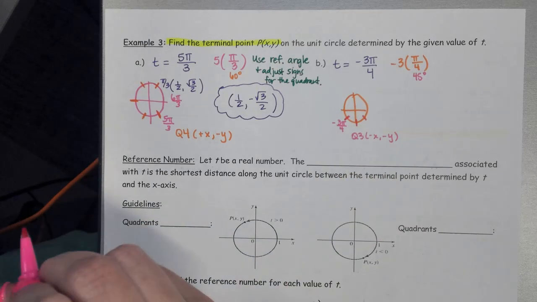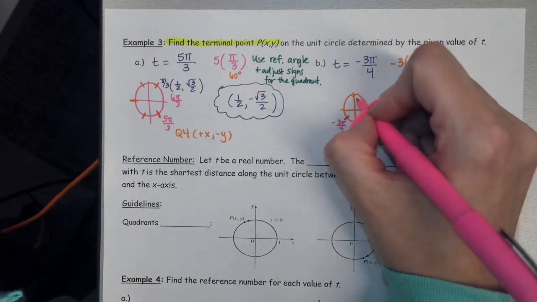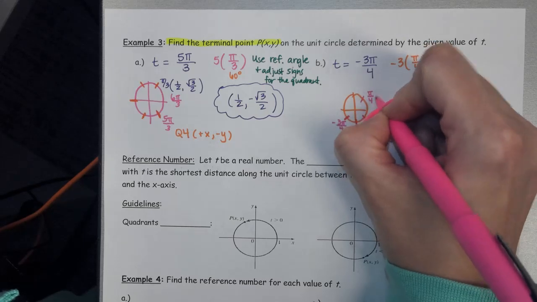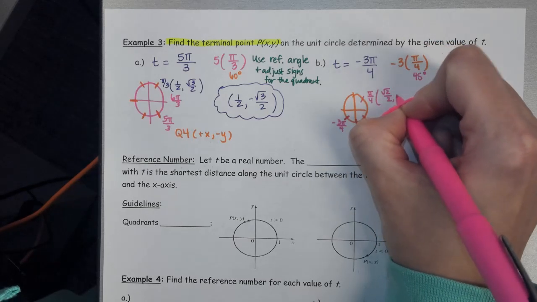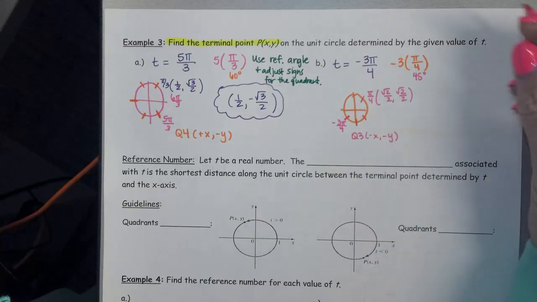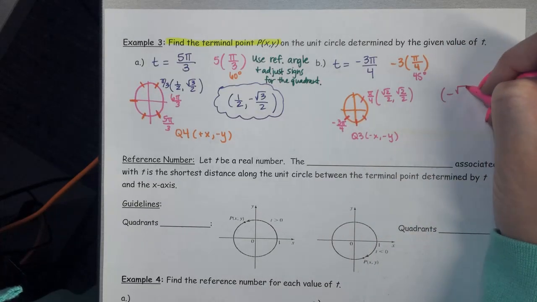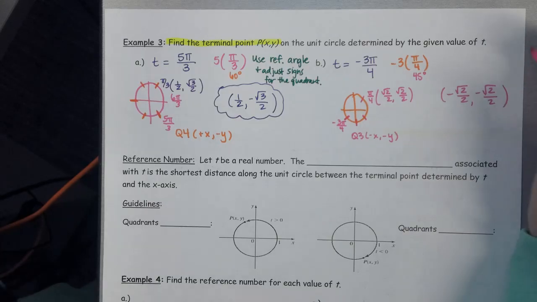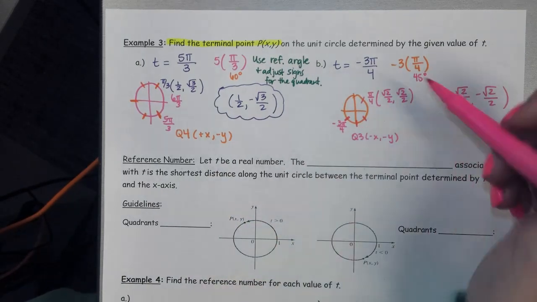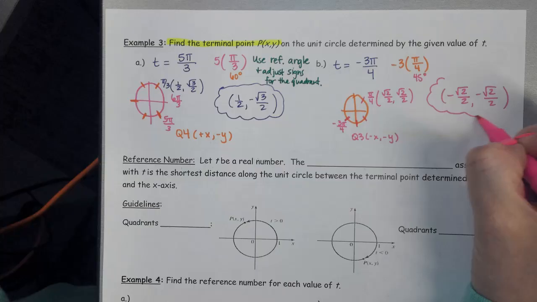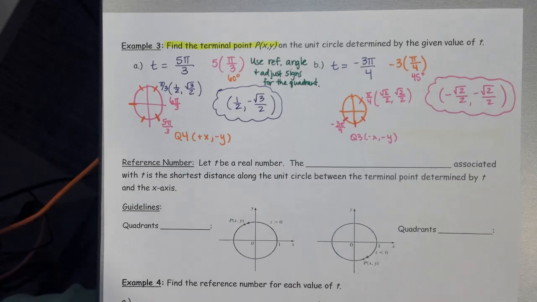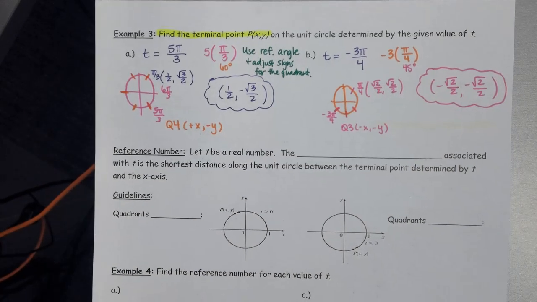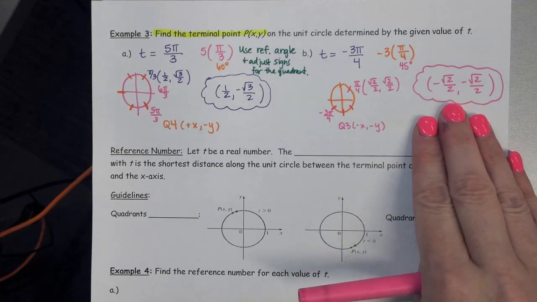And again, you're using your reference angle. Okay, so if you know at pi over 4, it's root 2 over 2, root 2 over 2, all you have to do is make that adjustment. Okay, and you won't need to show all of this work on your assignment. This is just to help you understand what we're using in order to make the adjustments.